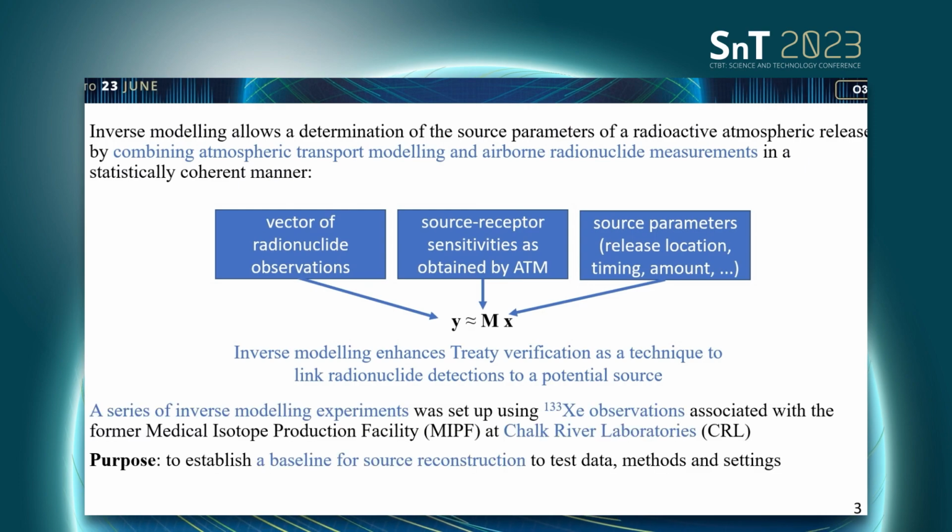And here what we did is we conducted a series of inverse modeling experiments using Xenon-133 observations associated with the former medical isotope production facility at Chalk River Laboratories. And the purpose is to establish a baseline for source reconstruction in order to test data, methods, and settings.